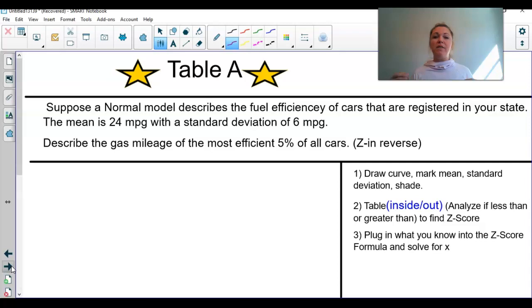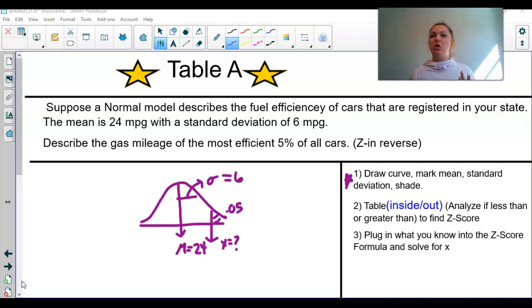Describe the gas mileage of the most efficient 5% of all cars. Same type of problem, a little bit different. I want to see if you can do step 1 on your own. So pause it right now. I'll do the same and we'll come back and match it up to see if you have the same. If you didn't get this, don't worry. Let me talk you through it. You should have a mu of 24, a standard deviation of 6.